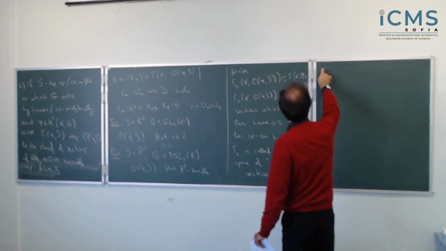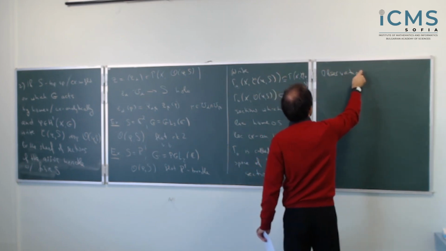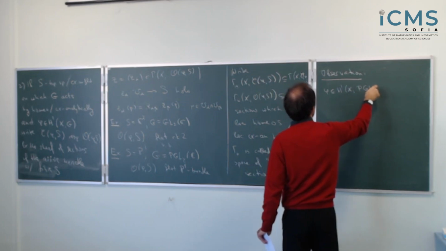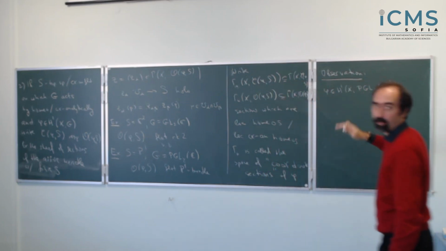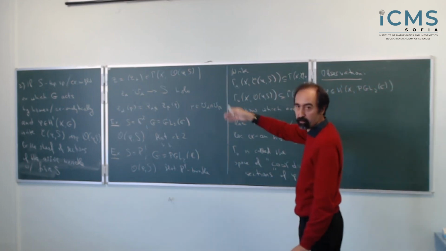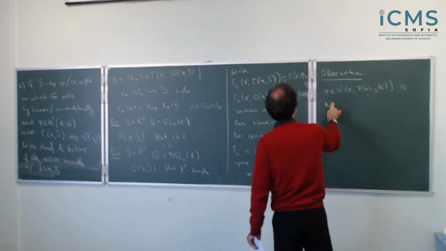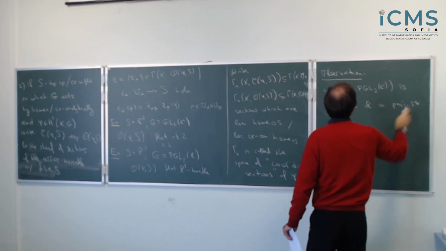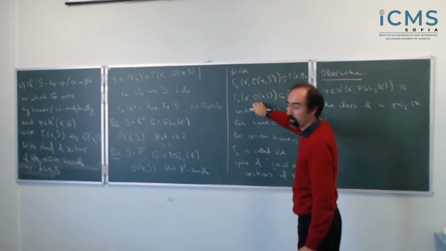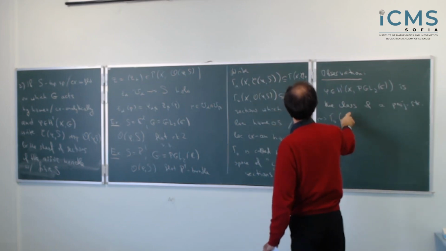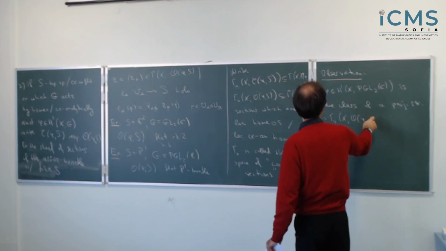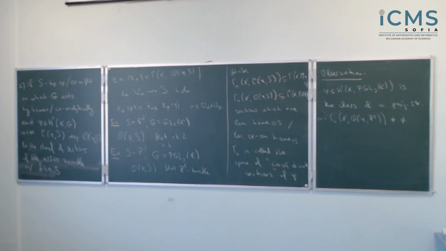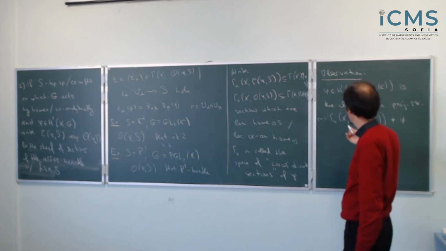Then the observation is that a class phi in H1 of X, PGL2C, is the class of a projective structure, under the map that we discussed, if and only if essentially this space gamma 0 of X, O, let's say P1, is non-empty. In other words, if and only if you have a coordinate section of this associated bundle, which is a local homeomorphism.